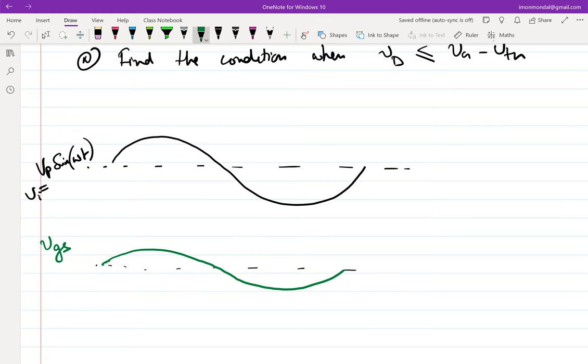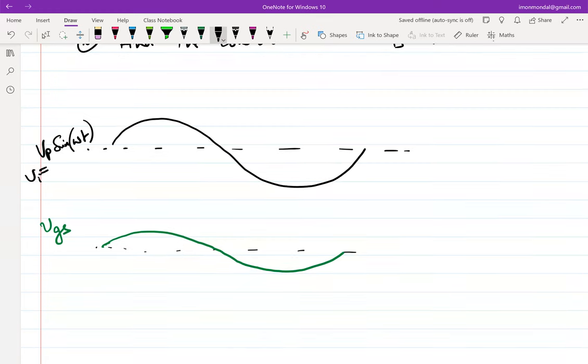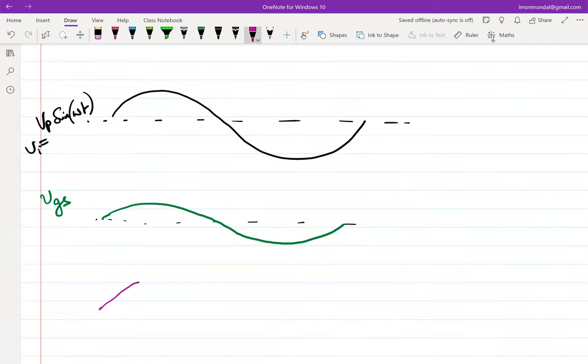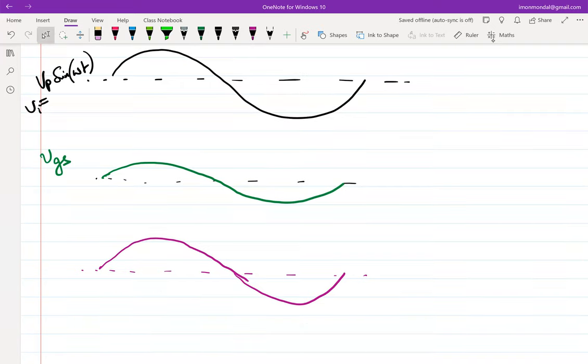So now, what will be the current for this particular VGS that we see? It will be GM times VGS, not GM times Vi, GM times VGS. So your current will probably go something like this. And your current is moving on top of the quiescent, right? So quiescent is this dotted line.